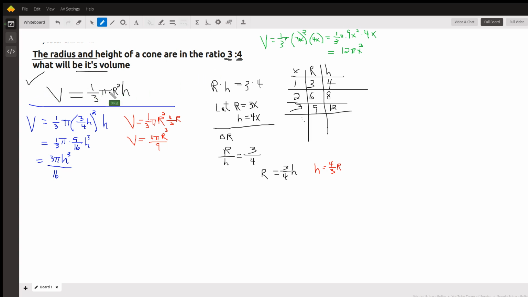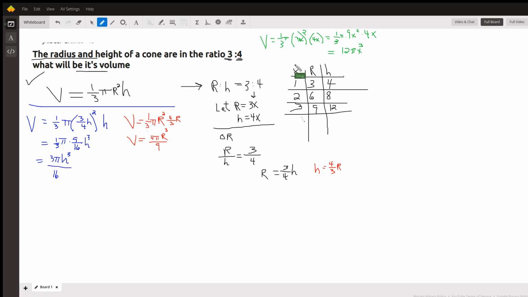Volume equals 1/3 pi radius squared times H. So we could think of the ratio this way. R is to H as 3 is to 4. That means we could let X be the constant of proportionality. So R could be 3X and H could be 4X, where X could be any positive number.